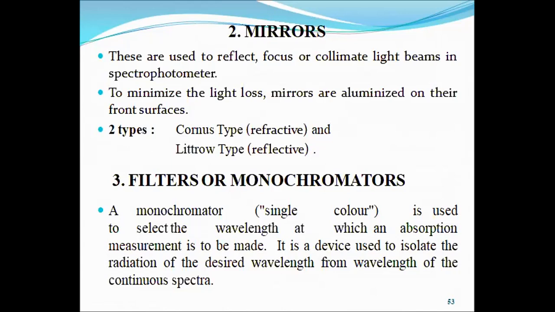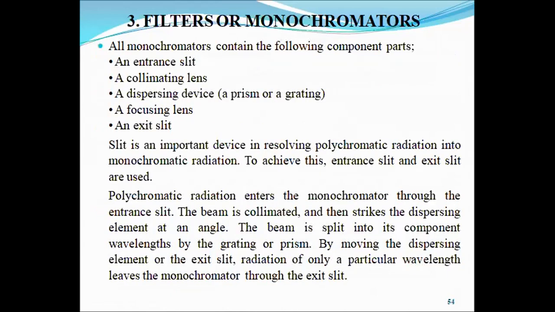Monochromators are used for selecting a narrow band of wavelength. They are used to isolate the radiation of the desired wavelength from the continuous spectra, because from the radiation source we get the continuous spectra, but we don't want that. At a time we want single wavelength radiation only, that is monochromatic radiation, and for this purpose monochromators or filters are used.